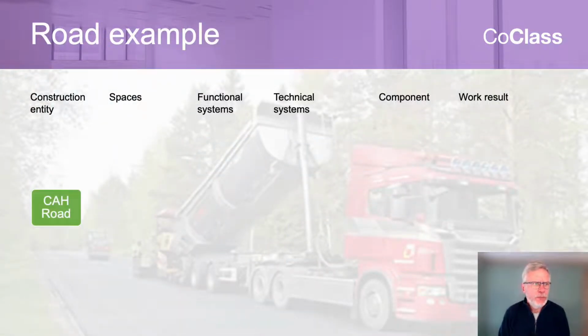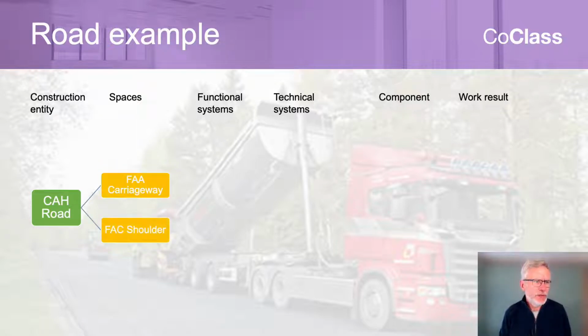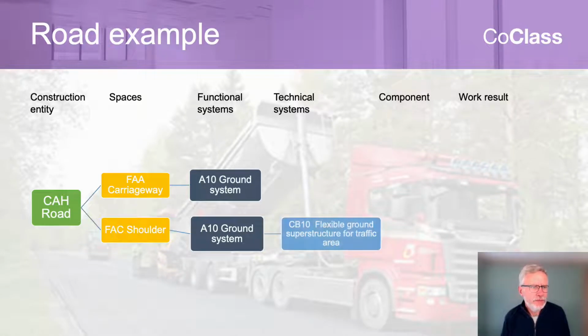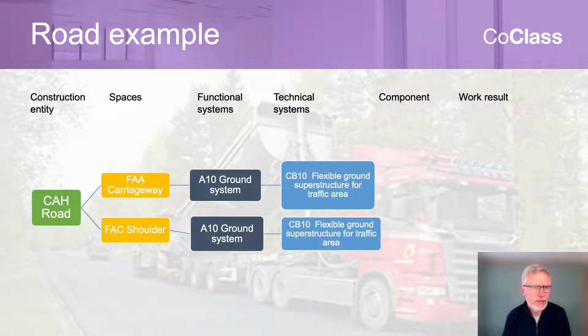And the road example, you start with the construction entity being a road. You have spaces for the carriageway and the shoulder. So in this case, the construction is defined by the space needed. So it's a bit different from a building. But you still need the functional system. In both cases, it's a ground system. You need technical systems, still being the same here, flexible ground superstructures.